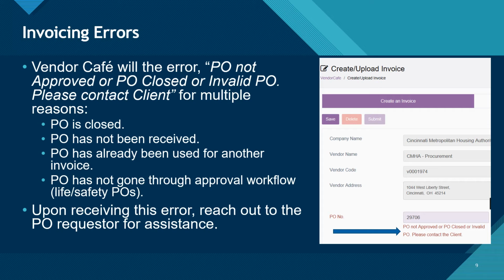If it hasn't made it through the approval workflow yet, you won't actually be able to see it in Vendor Cafe. This usually only happens with life and safety purchase orders. So upon receiving this error, you just need to reach out to the PO requester, the person who wanted the good or service, and make sure that the PO is open and that they have received it.